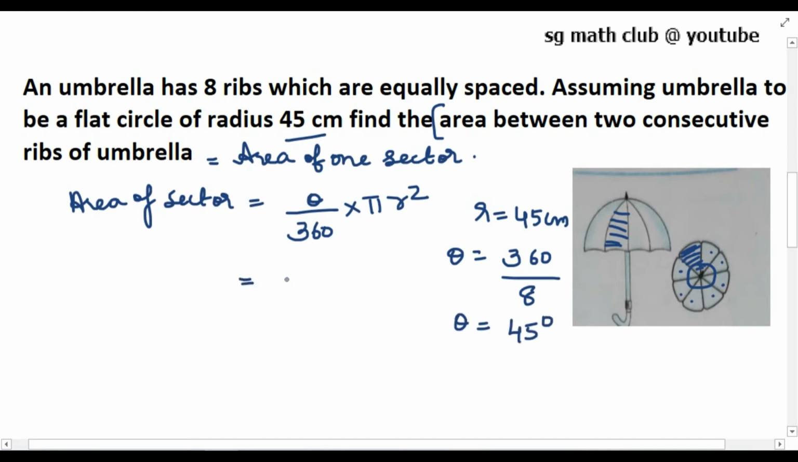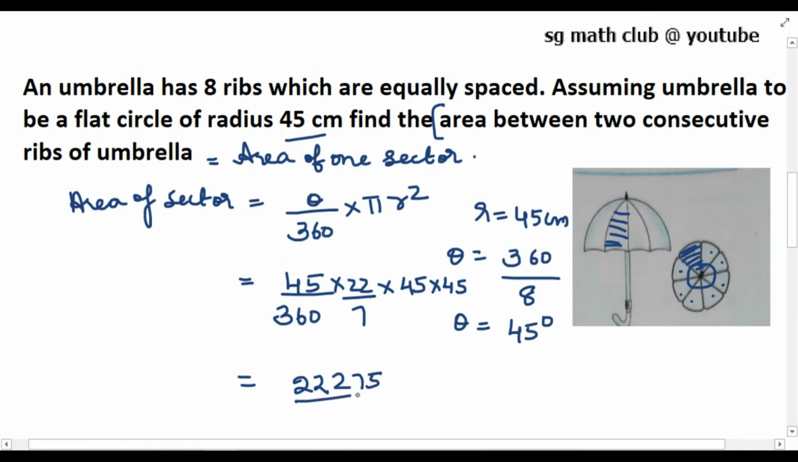Now we can substitute: 45 divided by 360 into 22 by 7 into r square, which is again 45 square. Now when you simplify this, you'll get the answer 22,275 divided by 28 centimeter square. So that will be the area of one sector.